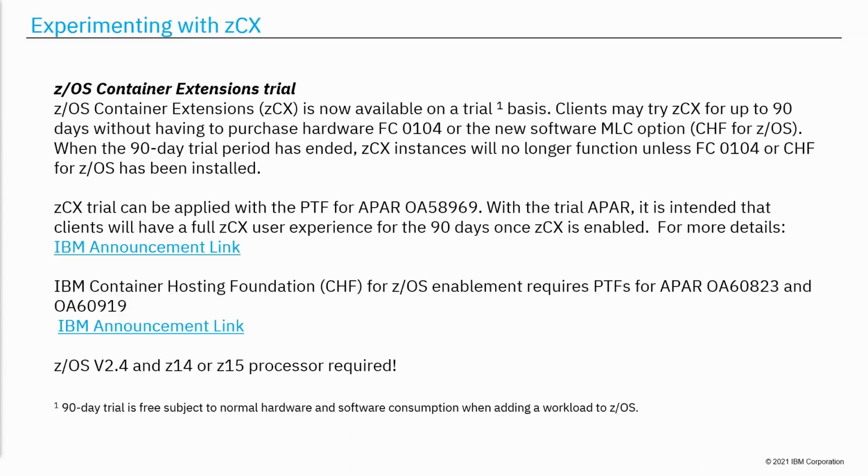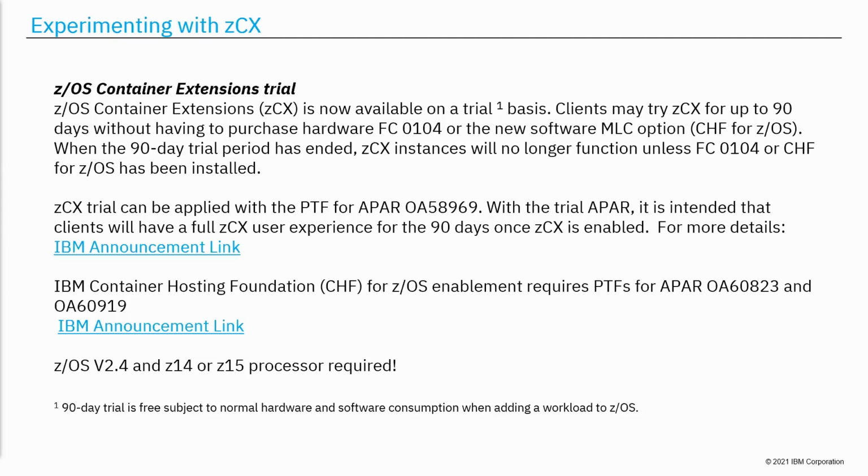Okay, so first of all, if I want to get involved and experiment with zCX, what are my options? Well, of course, there are a number of ways you can do this. The option that a lot of folks have utilized, if they don't have a hardware feature code, which is normally required, or this new software monthly licensing charge option, is to just use the trial. There are 90 days where you don't have to purchase anything, and you can actually try out zCX for yourself and kick the tires.